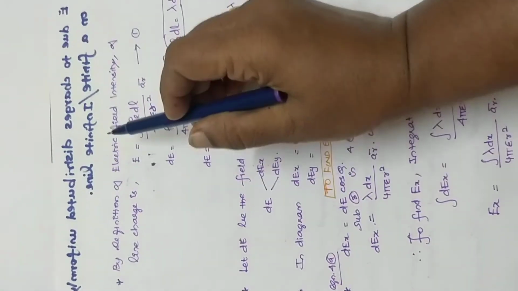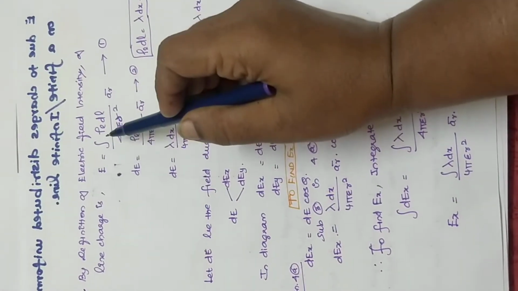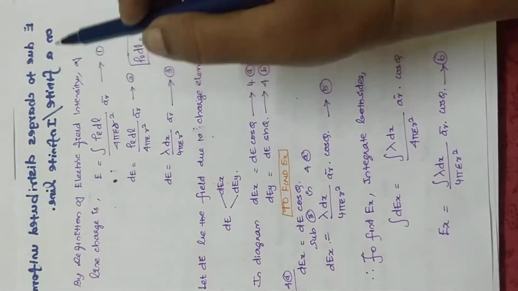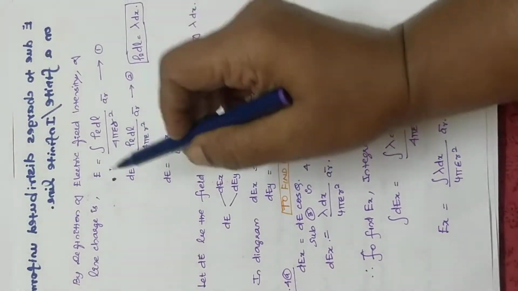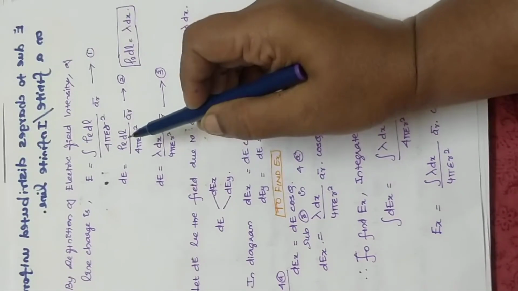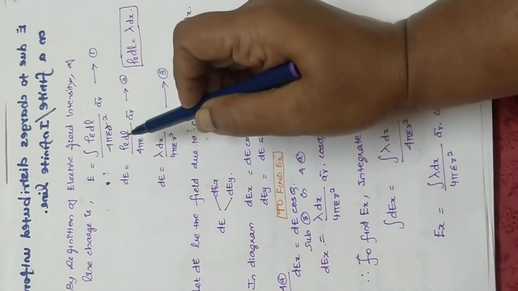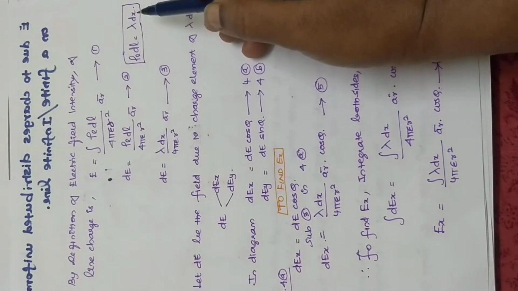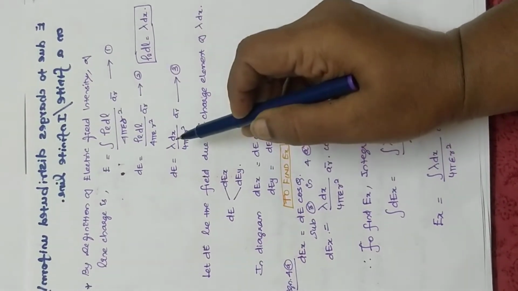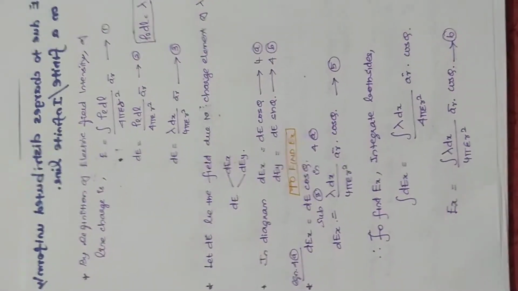By definition of electric field intensity of the line charge, we know that E is equal to integral rho L dl divided by 4 pi epsilon R square of AR vector. This is a known equation. This equation can otherwise be rewritten as dE equal to rho L dl divided by 4 pi epsilon R square of AR vector. In the place of rho L dl, I can also replace lambda dx. So the equation takes up the form of dE equal to lambda dx divided by 4 pi epsilon of R square of AR vector.